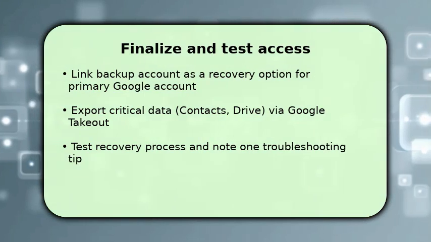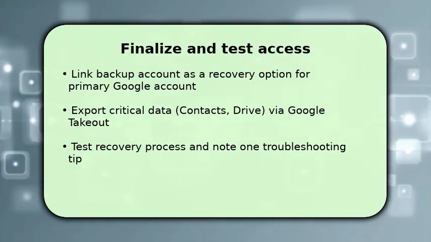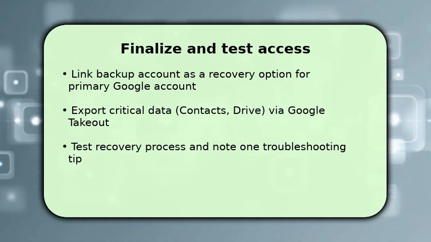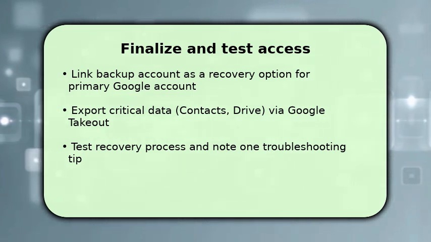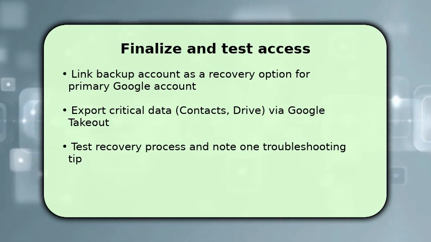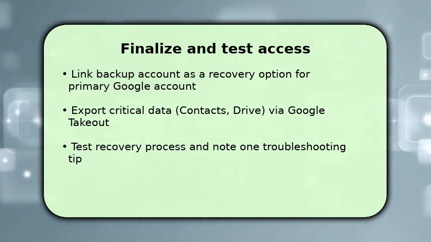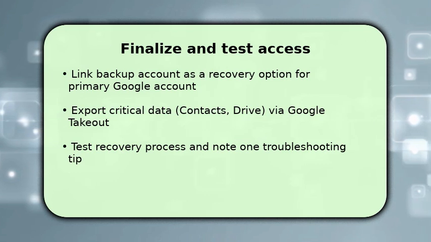Finish by linking this backup account to your primary account's recovery options and export essential data with Google Takeout so you can restore files if needed. Test the recovery process. Sign out of your primary, attempt account recovery, and confirm codes and phone prompts arrive.